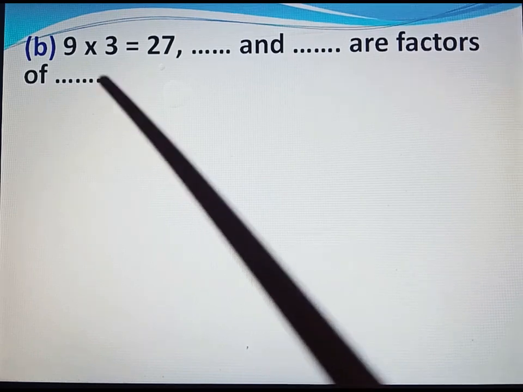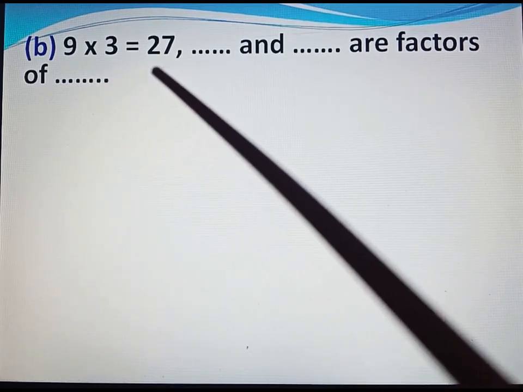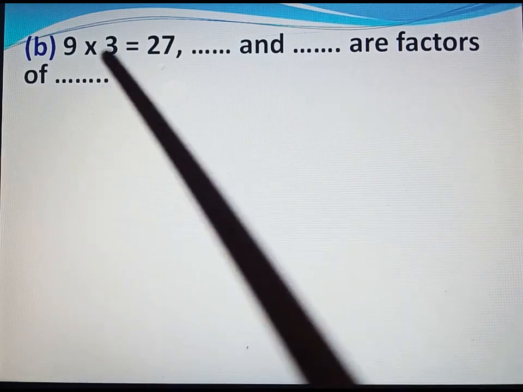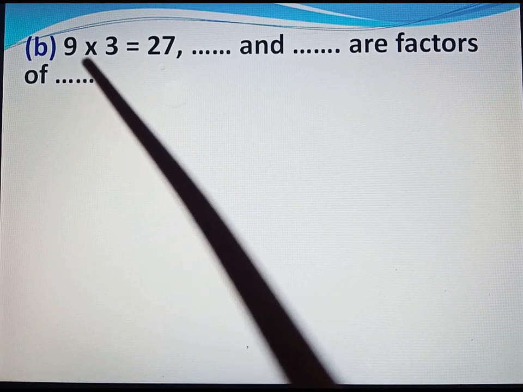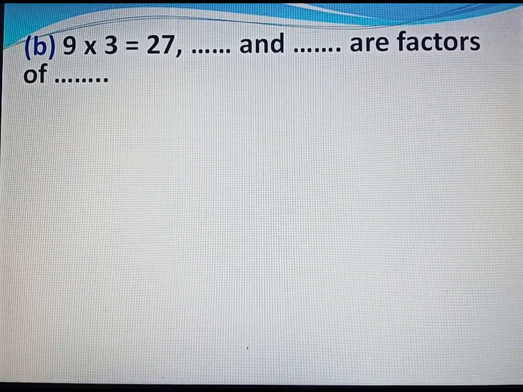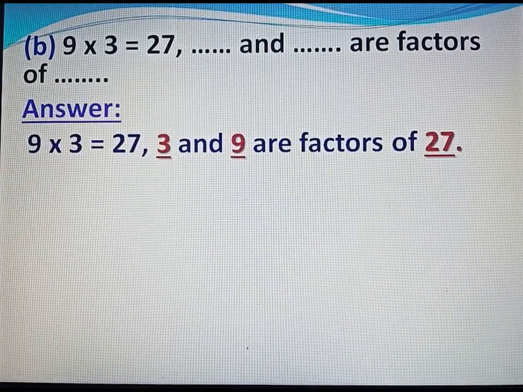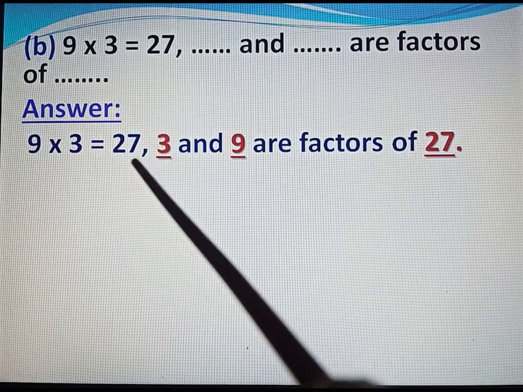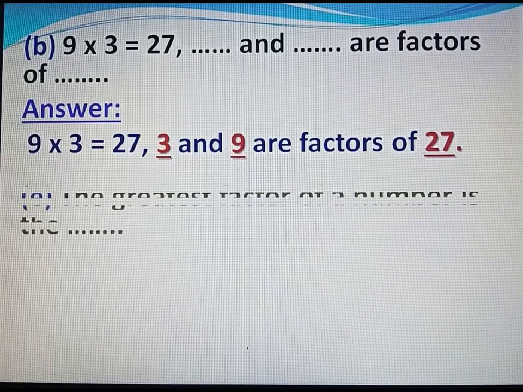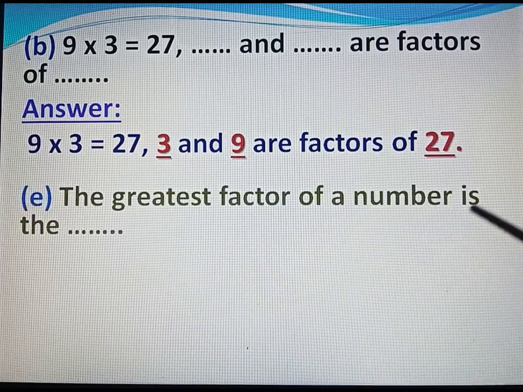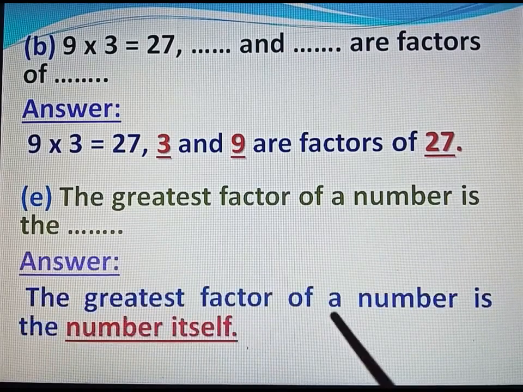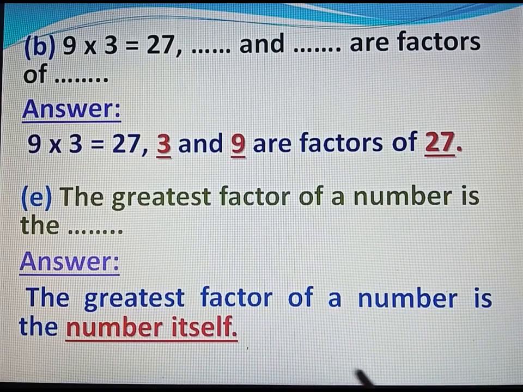B part. 9 multiply 3 equal 27. Dash and dash are factors of dash. See, 3 and 9 are factors of 27. Answer. 9 multiply 3 equal 27. 3 and 9 are factors of 27. E part. The greatest factor of a number is the dash. Answer. The greatest factor of a number is the number itself.